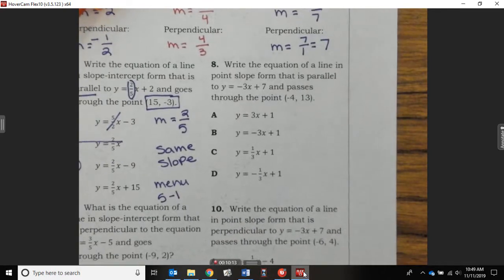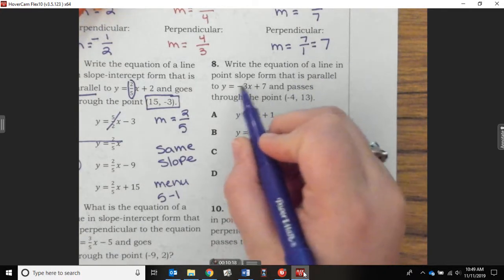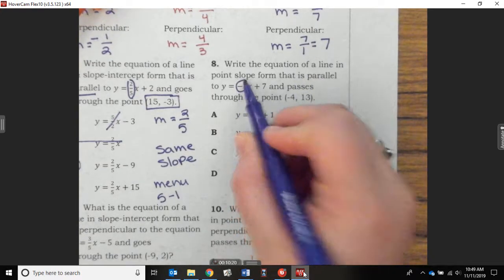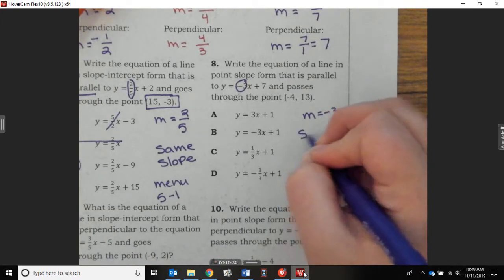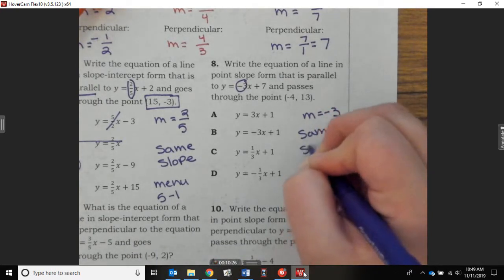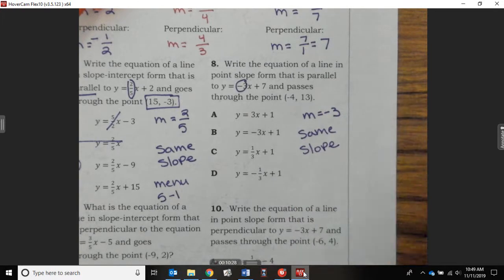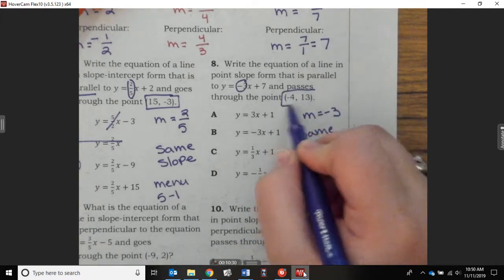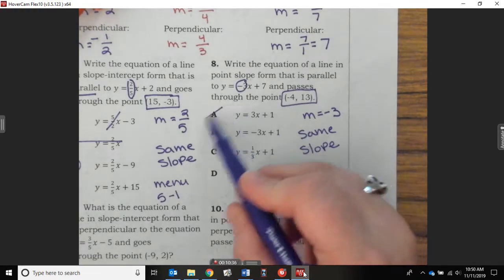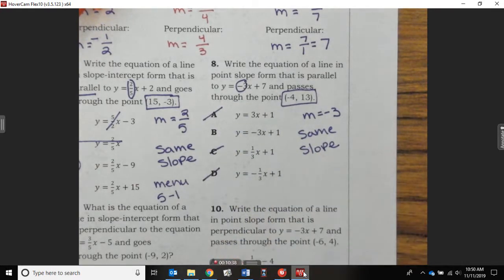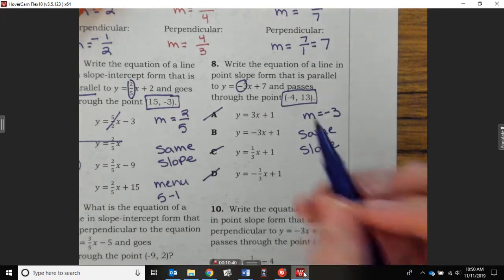All right. Number 8, we're going to write the equation of a line, again, that's parallel to this equation. So my slope is going to be negative 3, and I still am going with the same slope because it is a parallel line, and it is passing through the point negative 4, 13 this time. All right, so if my slope has to be negative 3, I can eliminate every answer choice except for B. And you are going to hear the bell. I apologize.